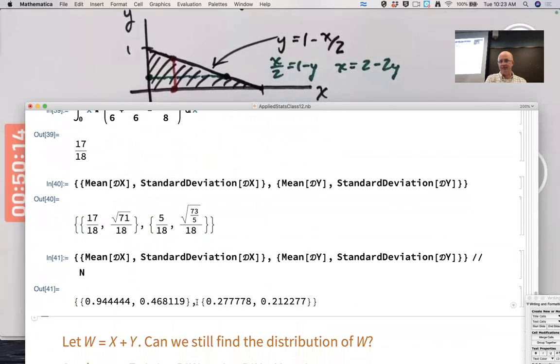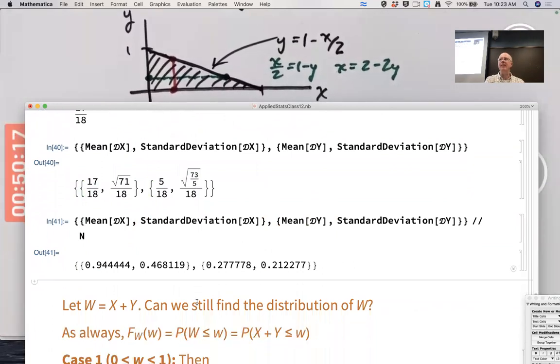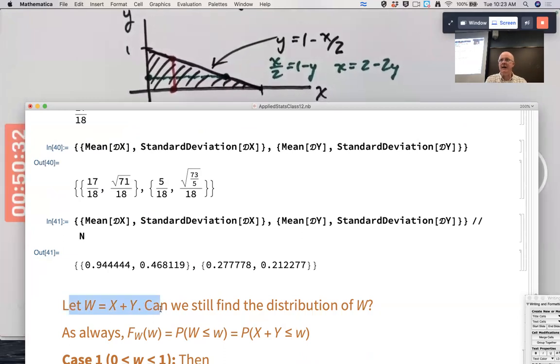Okay, now what am I after? Remember, that's just all set up: the joint distribution of a bivariate random variable X and Y, compute the marginal densities, simulate the marginal densities if I like. But now the key thing I'm after: W is X plus Y. What's the distribution of W?